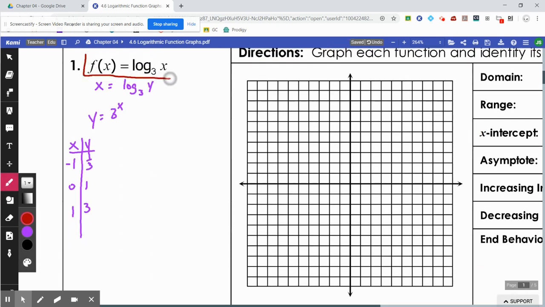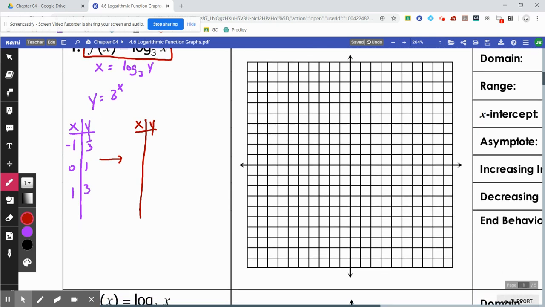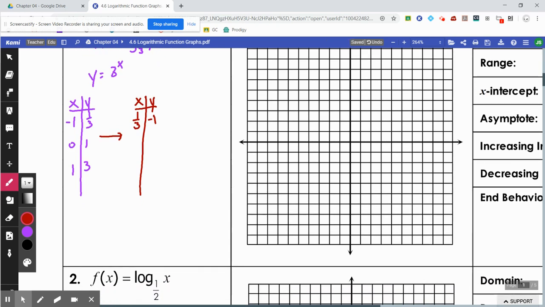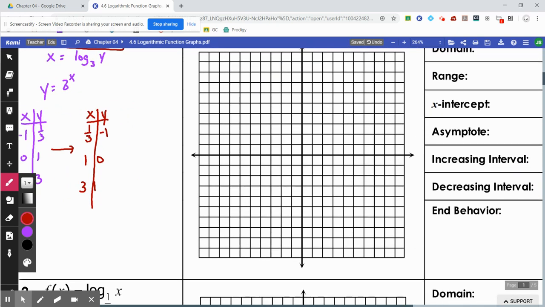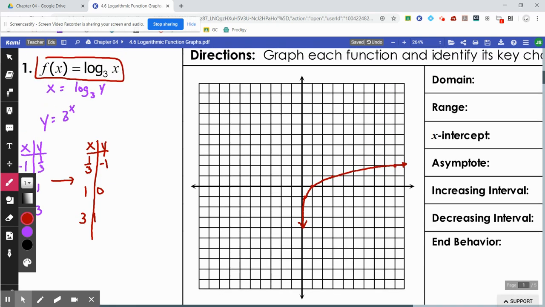We're wanting to graph this, which is the inverse of this function that I just found the t-table for. So to actually graph y equals log base 3 of x, instead of plotting the point negative 1, 1/3, I'd plot the point 1/3, negative 1. I'd flip-flop those x's and y's back: 1, 0, and 3, 1. So let's plot those points on my graph and take a look at what the graph's going to look like. And there is the graph of your logarithmic function.